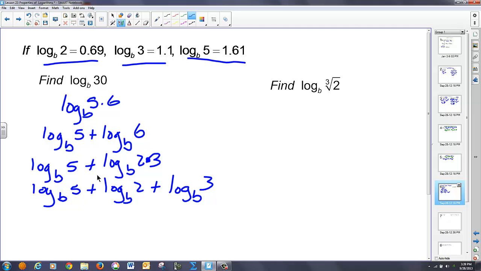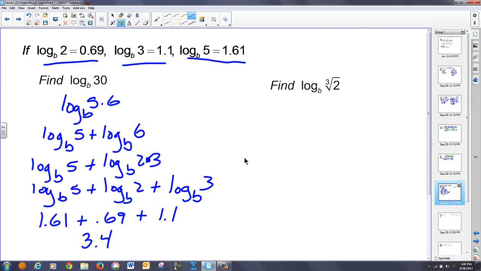Each of these has a numerical equivalent. That's 1.61 plus 0.69 plus 1.1, which gives us a total of 3.4.